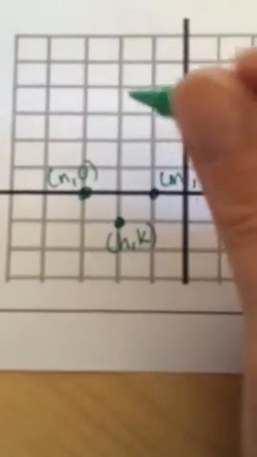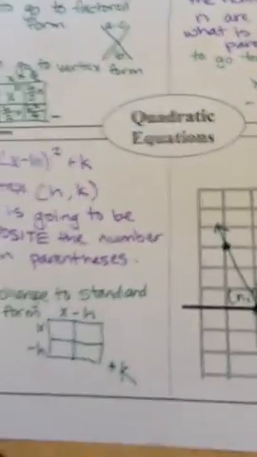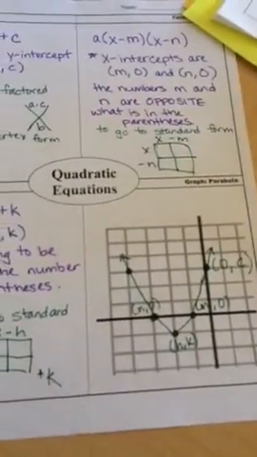And remember that we have symmetry. So if I have a point over here, I know I also have a point over there. And then I can go ahead and draw my parabola. Okay. So that's the completed form of this.